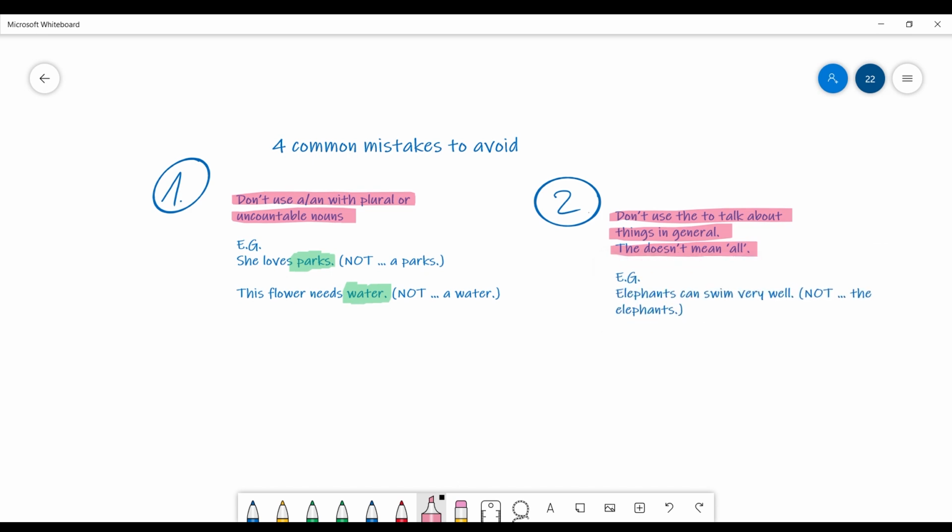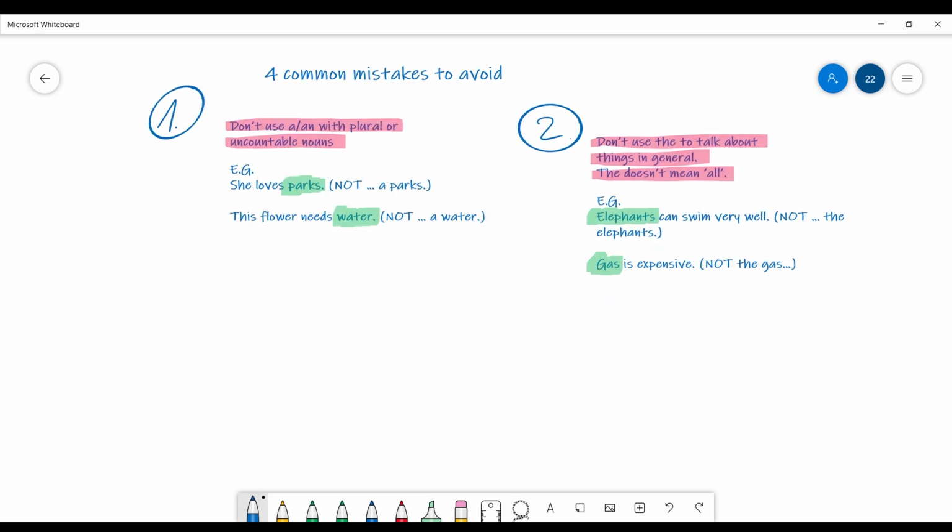For example, elephants can swim very well. Elephants, we mean something in general. We mean elephants in general. Therefore, we are not saying the elephants. Or another example, gas is expensive. We don't say the gas is expensive because gas is just a general thing to mention.